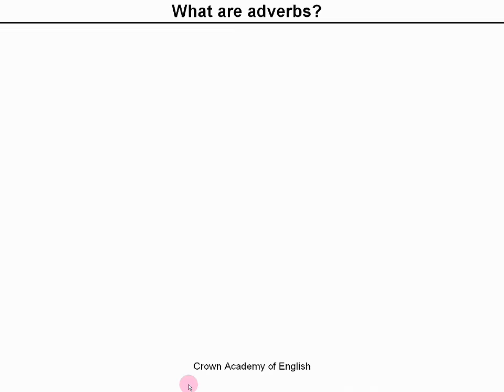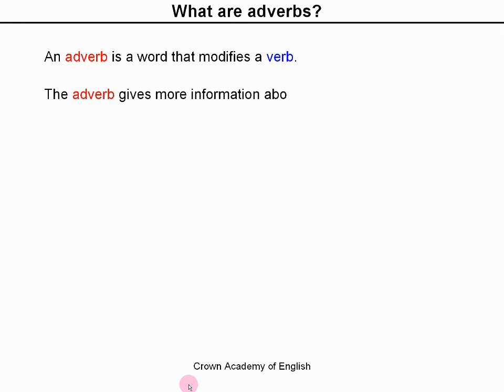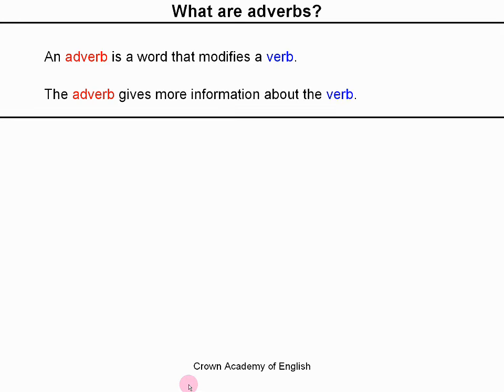So first of all, what are adverbs? Well, the definition of an adverb is a word that modifies a verb. So the adverb gives more information about the verb. So the verb describes an action, and the adverb gives us more information about that action.